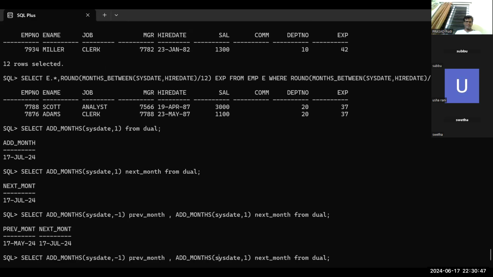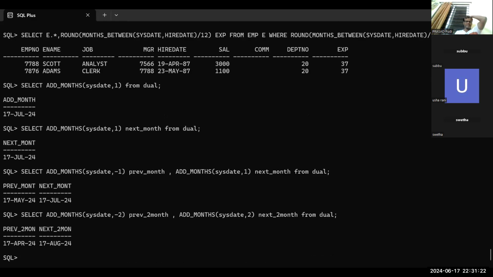Same way, we can add -2, previous 2 months back. This one, okay, it will add the next 2 months.